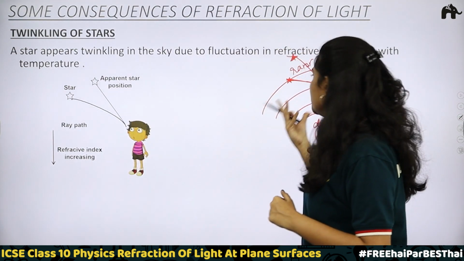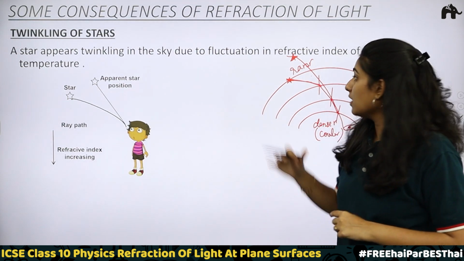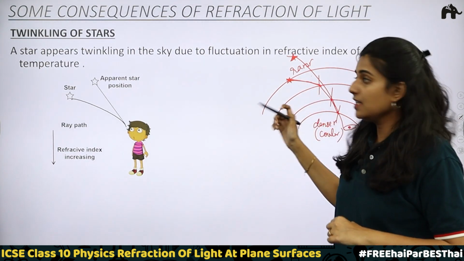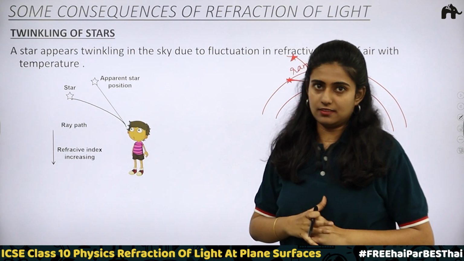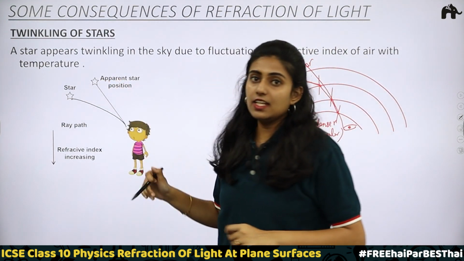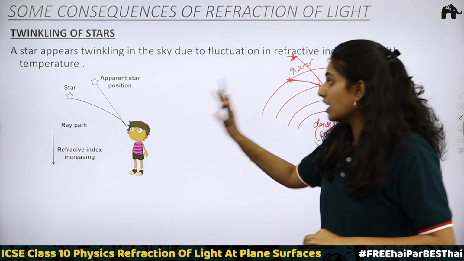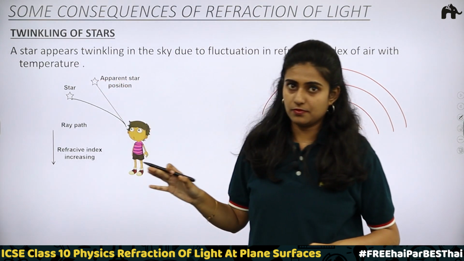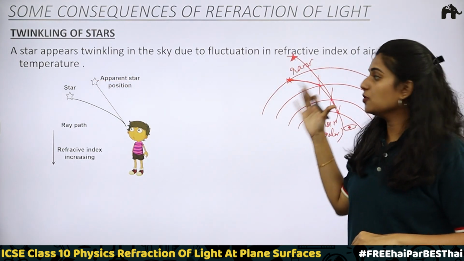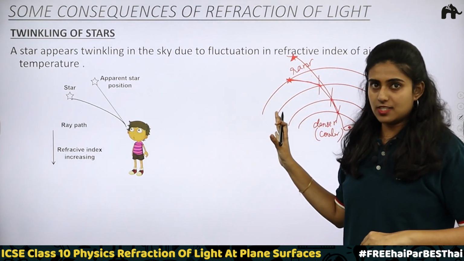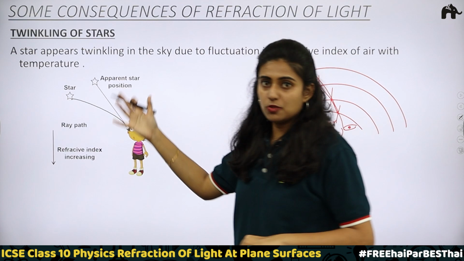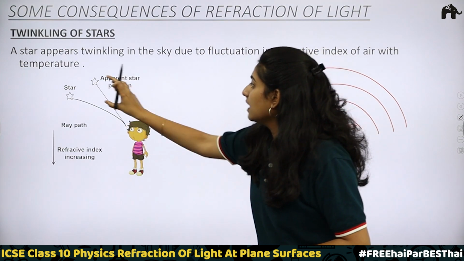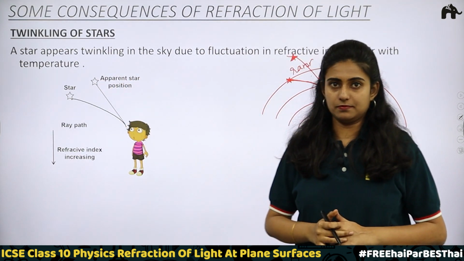During the night time, there will be temperature variation, so the atmosphere's density will also be changing. Due to this continuous fluctuation, the star appears to be twinkling, because there is a continuous shift in the apparent position of the star. The actual position will always remain the same, but the light rays appear from different points due to atmospheric refraction. So atmospheric refraction is the reason behind the twinkling of stars. Due to the apparent position shifting continuously, the observer feels that the stars are twinkling in the sky.